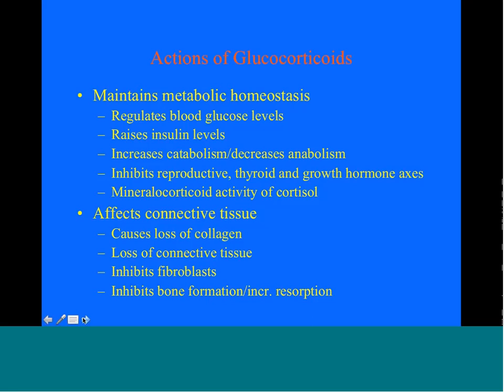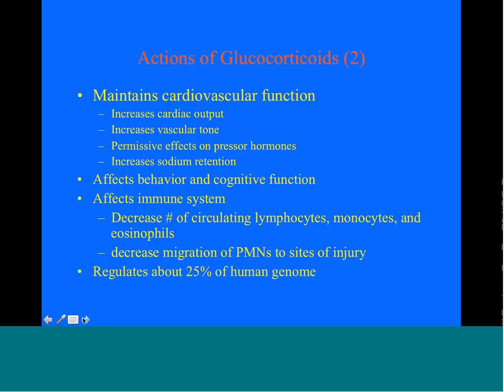Glucocorticoids also affect connective tissue. They cause loss of collagen, loss of connective tissue. They inhibit fibroblasts and inhibit bone formation and increase bone resorption. They maintain cardiovascular function by increasing the heart output, cardiac output. They increase your blood pressure. They have a permissive effect on other hormones that raise your blood pressure, and they cause increased sodium retention.